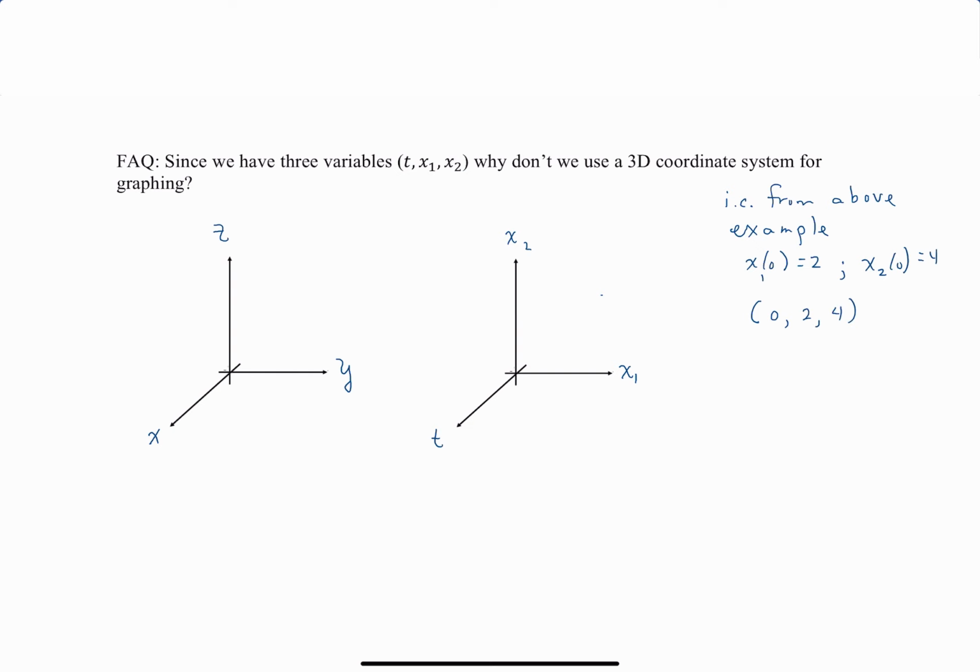And we could certainly plot that on our coordinate system here. Let's put 2 there on x1 and let's put 4 there on x2. So let's see, the point where t is 0 is going to be on the back wall, and that point is right there. So that's the point 0, 2, 4. So nothing wrong with that.